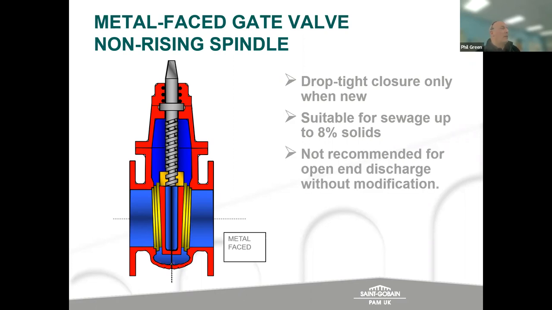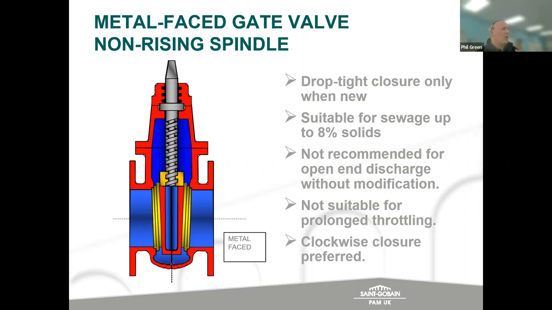It's not recommended for open end discharge without modification. And again, what we mean by that is you shouldn't use this on an outfall and use it for throttling, because it's not designed to do that. And if you try to use it as a throttle valve, again, you might damage the face. And again, very much like resilient seated, clockwise closure is preferred, but you can get these as anti-clockwise closing as well.